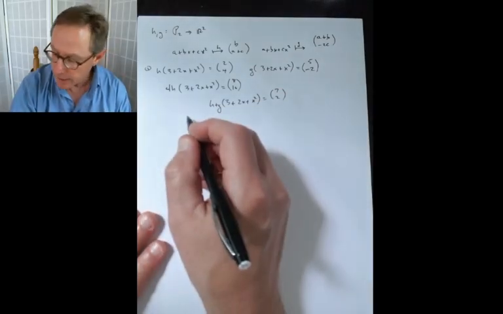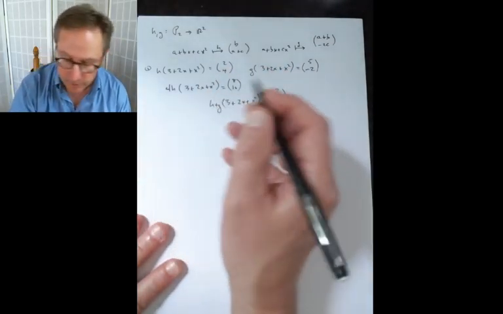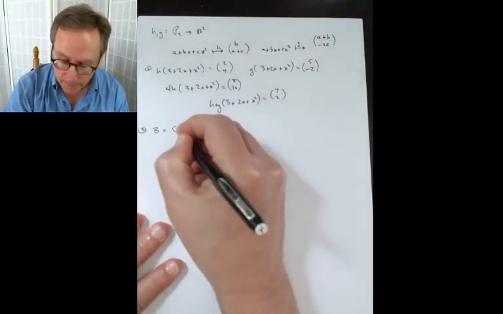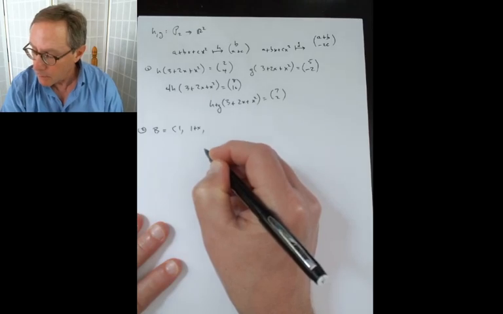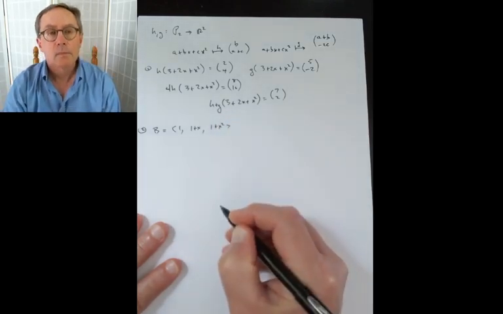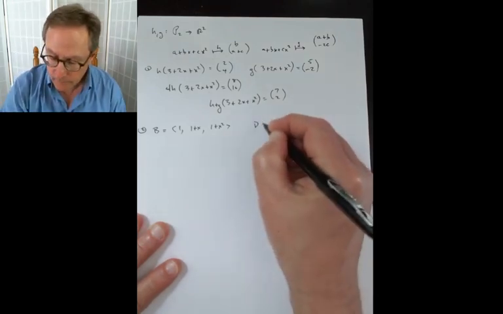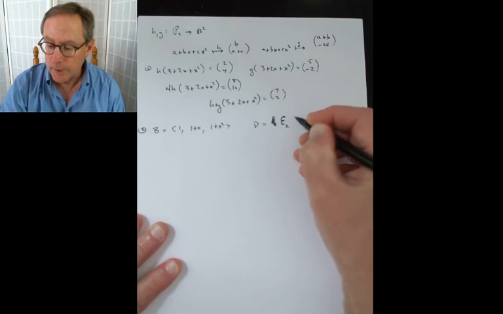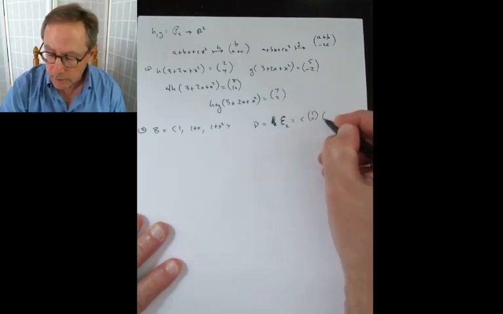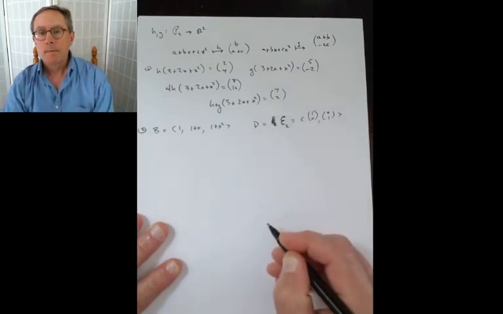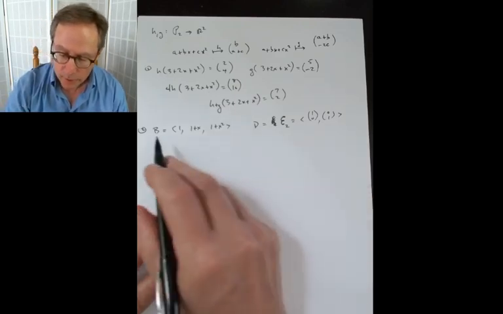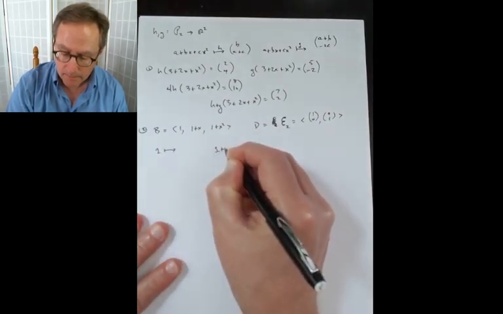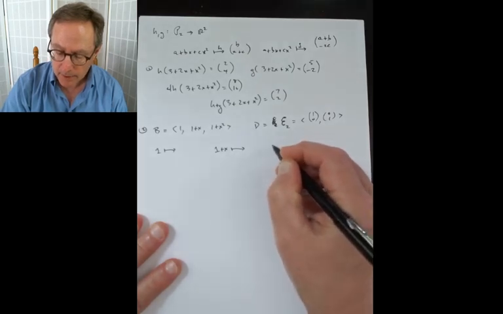The second question says represent h with respect to the given bases. I'm given bases B and D, and B is 1 plus x and 1 plus x squared, and D is the standard basis for 2 space, which is of course 1, 0, 0, 1. So to represent h with respect to B and D, I have to figure out where the elements of B go, and then represent them with respect to the basis D.